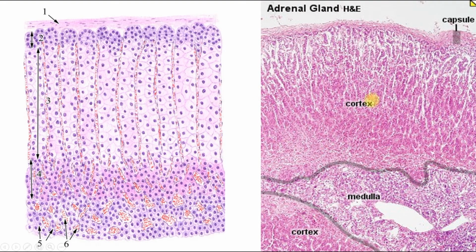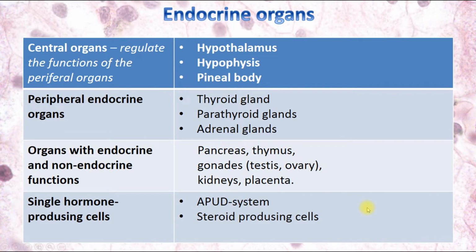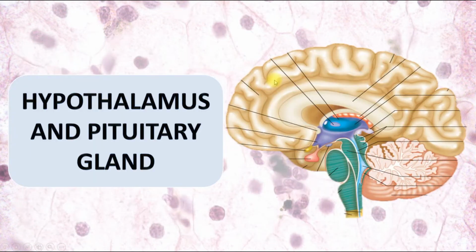And here we can see adrenal cortex and adrenal medulla, there are two basic parts of adrenal gland. Cortex is composed of epithelial tissue and medulla contains modified neurons. So we have discussed peripheral endocrine organs, thyroid gland, parathyroid glands, and adrenal glands, and now we are going to central endocrine organs, which regulate functions of some peripheral endocrine organs. They are hypothalamus, hypophysis, and epiphysis or pineal body. And we'll begin from hypothalamus and pituitary gland or hypophysis.